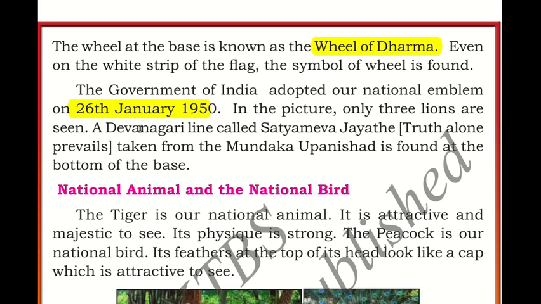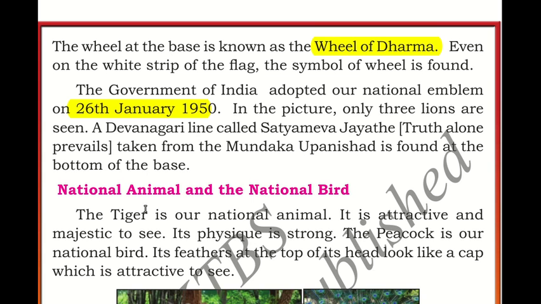A Devanagari line called Satyameva Jayate, or Truth Alone Prevails or Triumphs, is taken from the Mundaka Upanishad and is found at the bottom of the base.